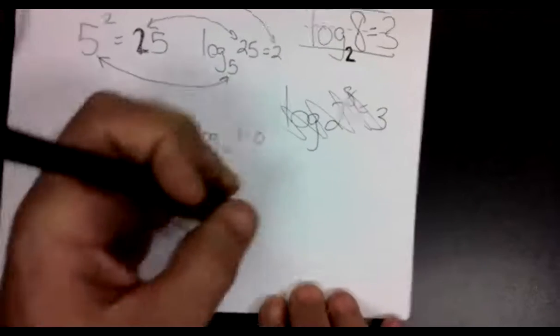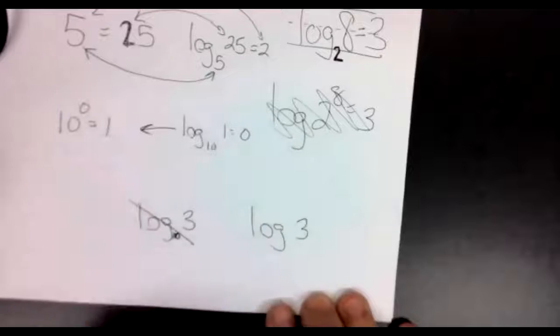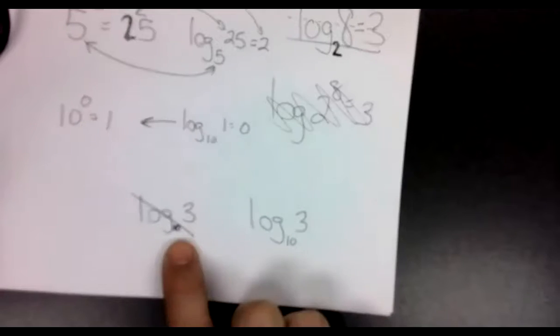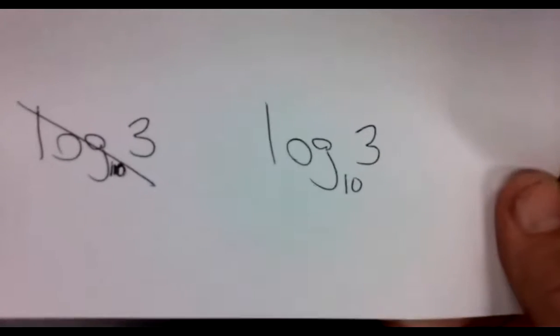Wow, that's really crappy handwriting. So again, a log with no sub number is a 10. So when there's no base number, it's automatically a 10. Which is what I tried to write there with really crappy handwriting.